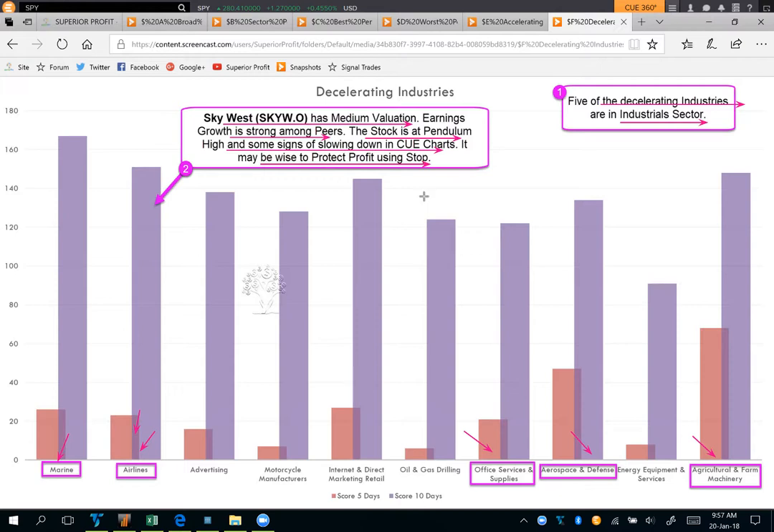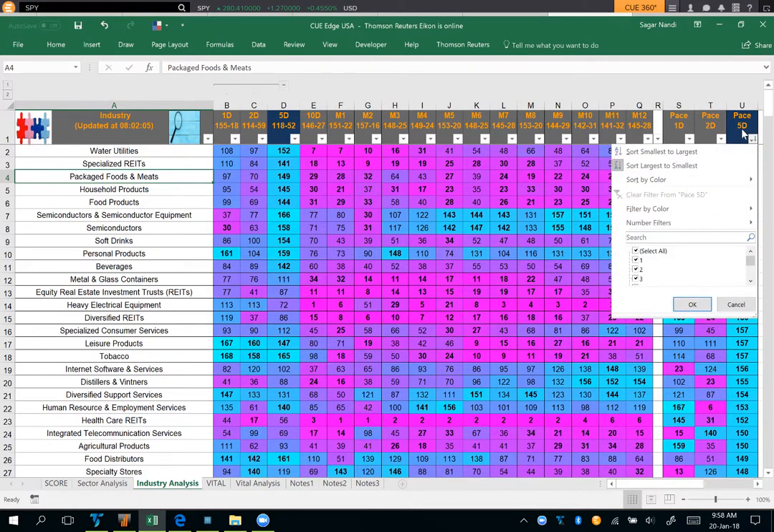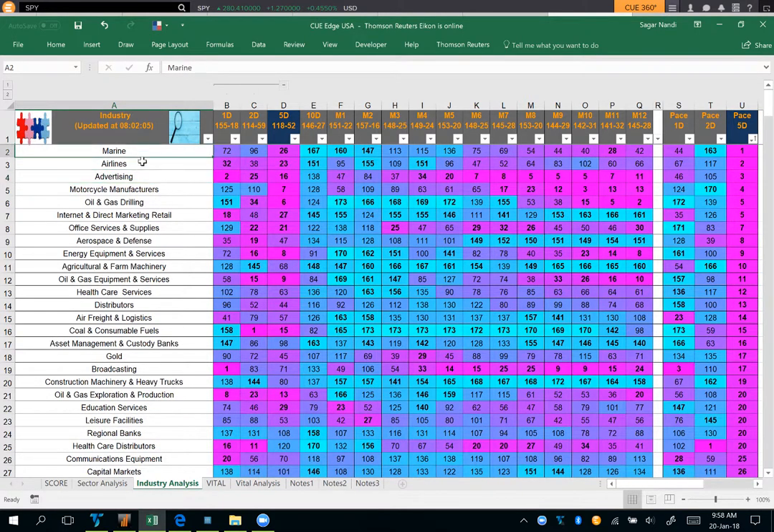Let's start with QH, look at the industry, look at the stock's fundamental, and look at the technical charts. In QH, to find the decelerating industries, we sort on the pace 5 days column from smallest to largest. The decelerating industries come to the top. Airlines is one of them. It was cyan earlier, that is stronger, and now turned into magenta. Its score is also bearish now over 5 days in magenta color, and the score drop happened fast. That shows up as magenta color in the pace column.